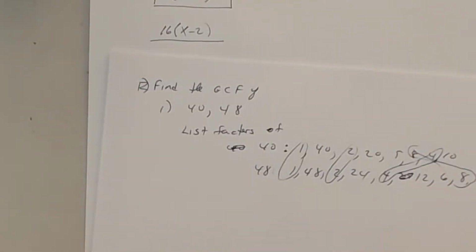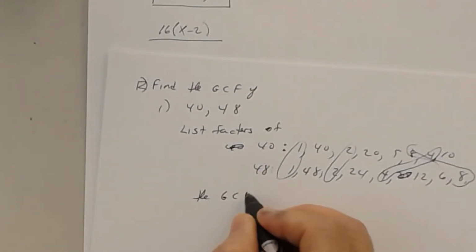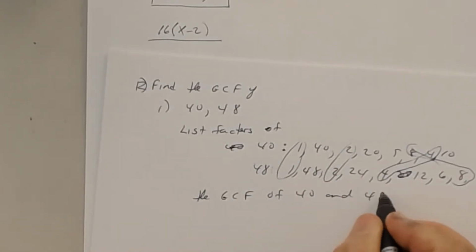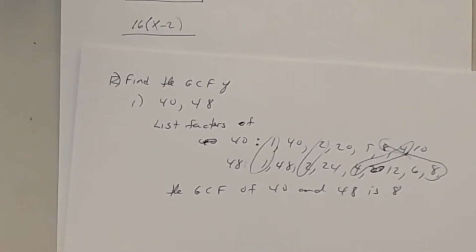That's it, right? So remember how someone said 4? 4 is a common factor, but is it the largest? No. What's the largest? 8. So the GCF of 40 and 48 is what? 8. So that's your GCF.